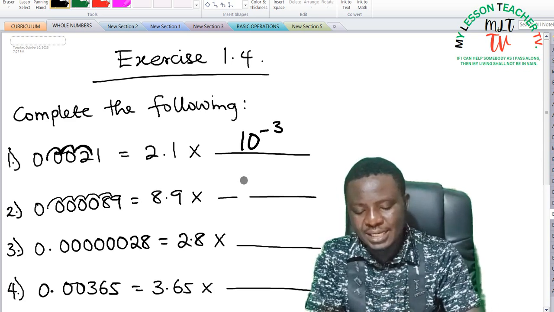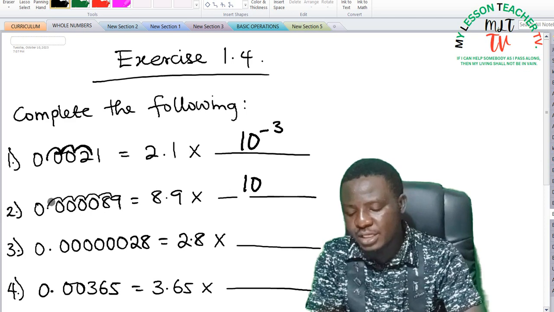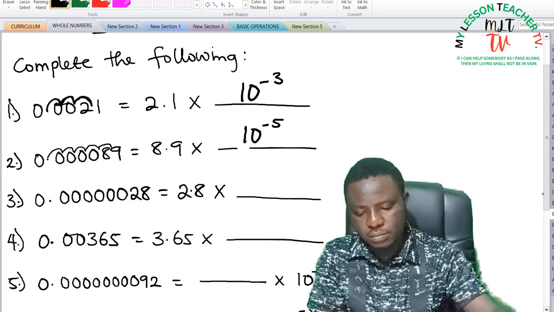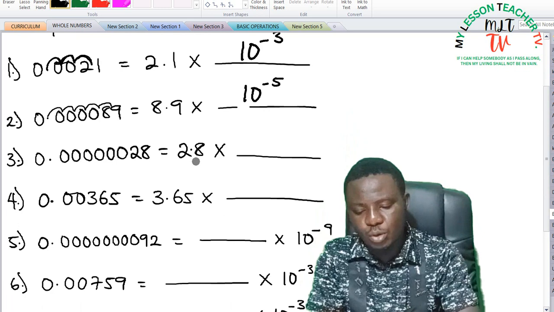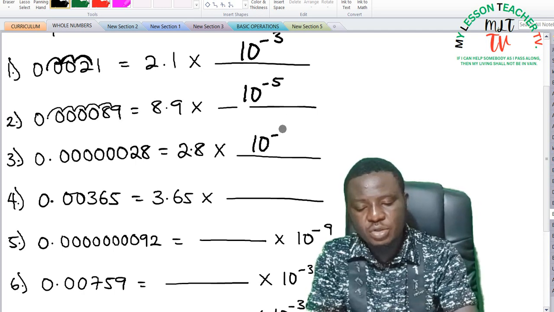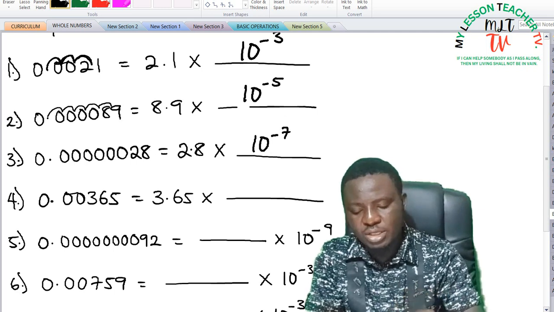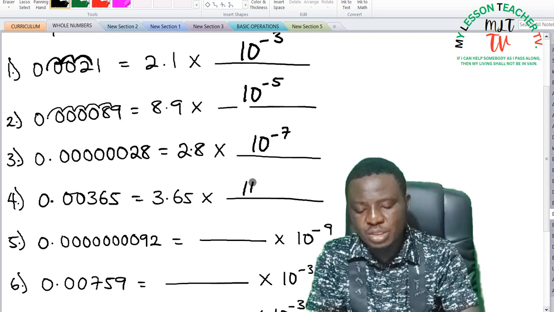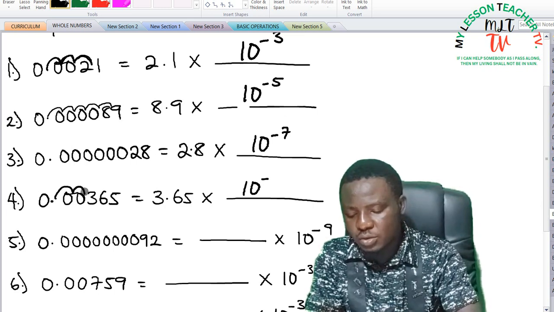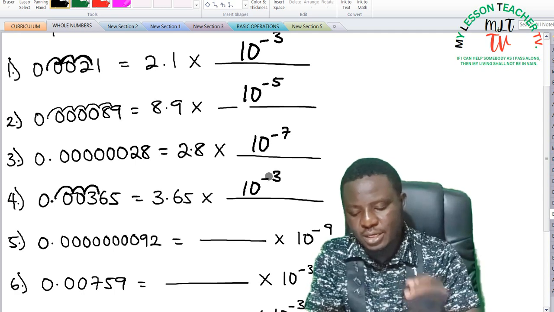This is 8.9 times 10 raised to the power of, how many times are you moving it? 1, 2, 3, 4, 5, times 10 raised to the power of minus 5. Number 3, this is 2.8 times 10 raised to the power of 1, 2, 3, 4, 5, 6, 7, times 10 raised to the power of minus 7, while this is 3.65 times 10 raised to the power of minus 3, because you are moving it 1, 2, 3, minus 3.